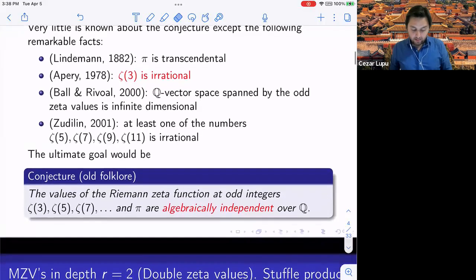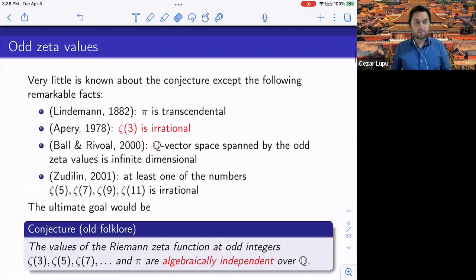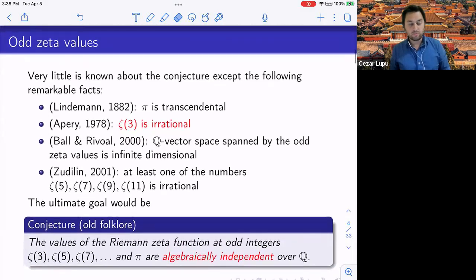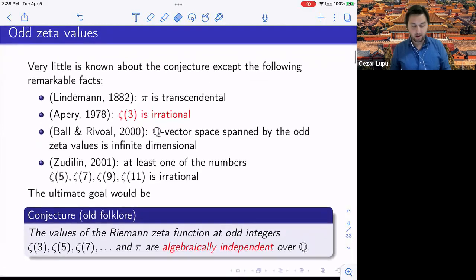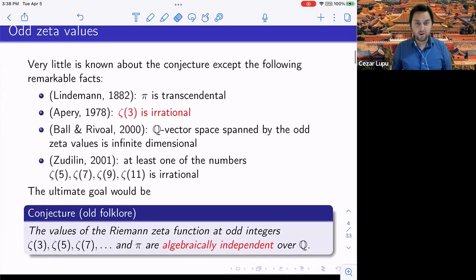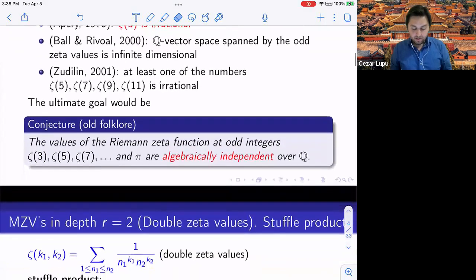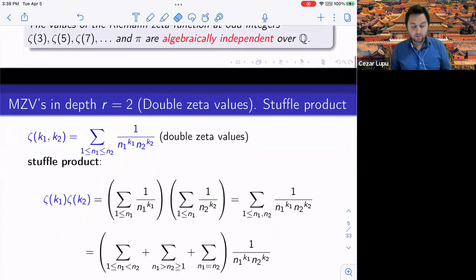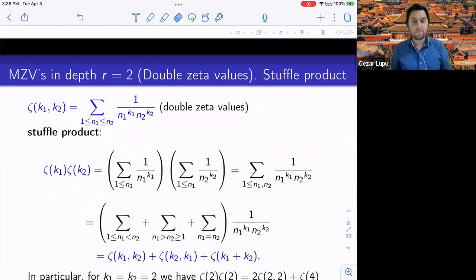Okay, so now this is the story in depth 1. So as you can see, we don't know too much about it. So we'll try to kind of go around this old folklore conjecture, this algebraic independence conjecture. But before we go into that, let's see what happens in depth 2.